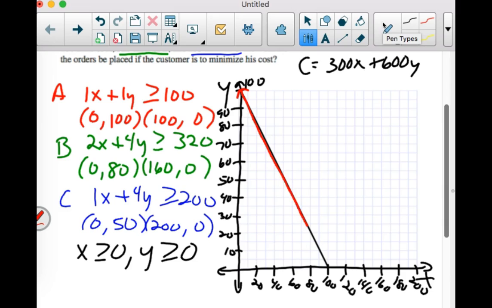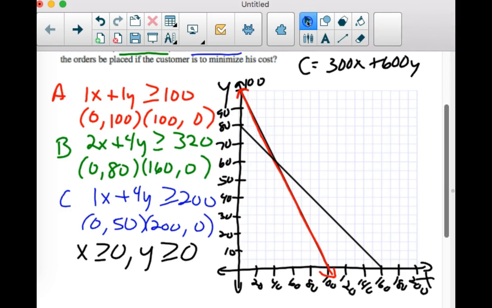was red color coded. And my green, 0, 80 and 160, 0. And that one was my green.